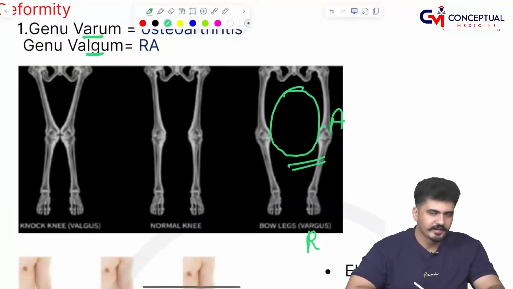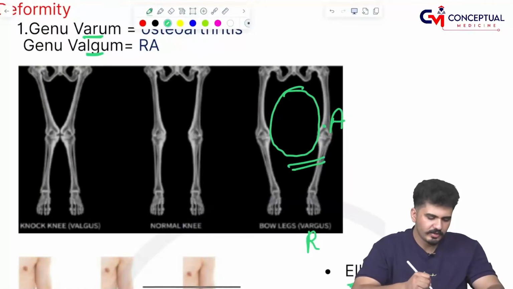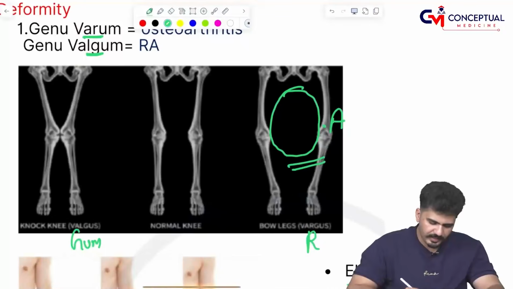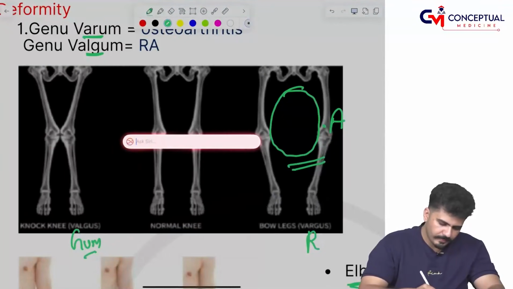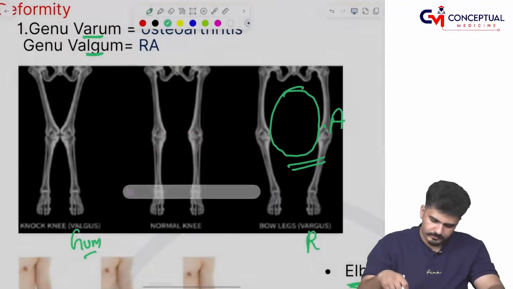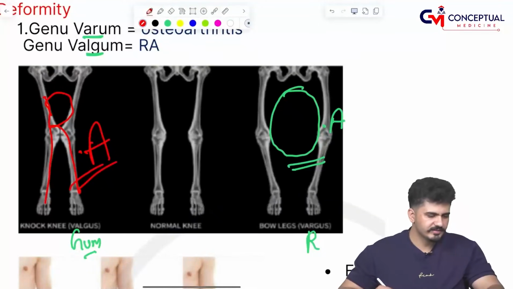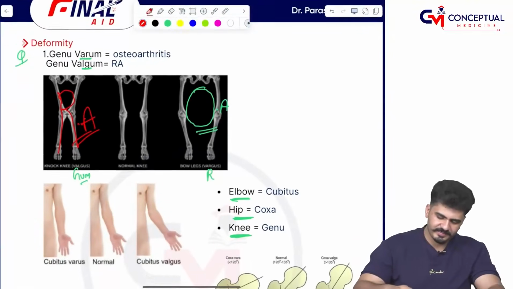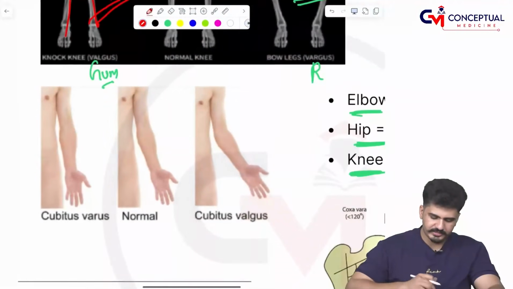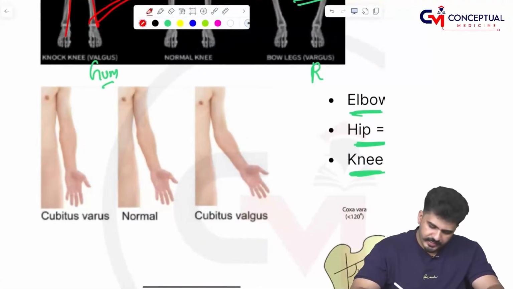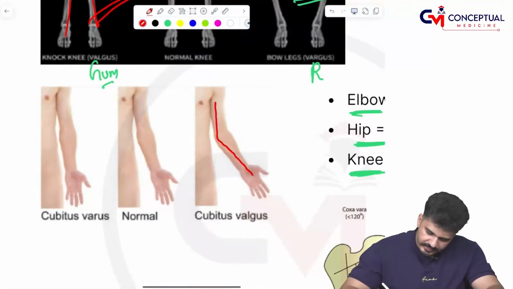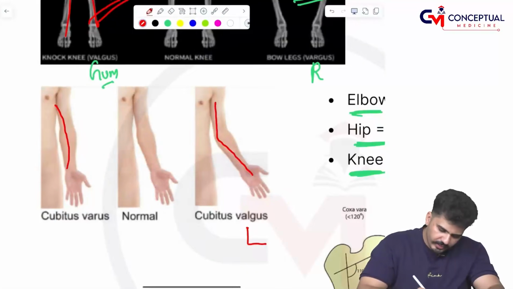Then, sir, knock knees. Knock knees is genu valgum. Gum means stuck together like gum. Now this looks like an R, so this condition is associated with rheumatoid arthritis. Then, sir, cubitus: if it is making an L, this is valgus, cubitus valgus. If it is joined toward like this, creating some space, it is varus.